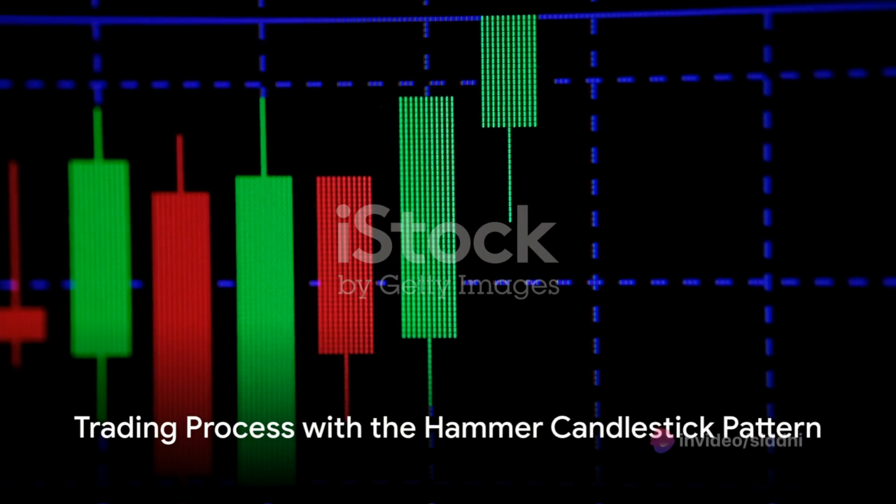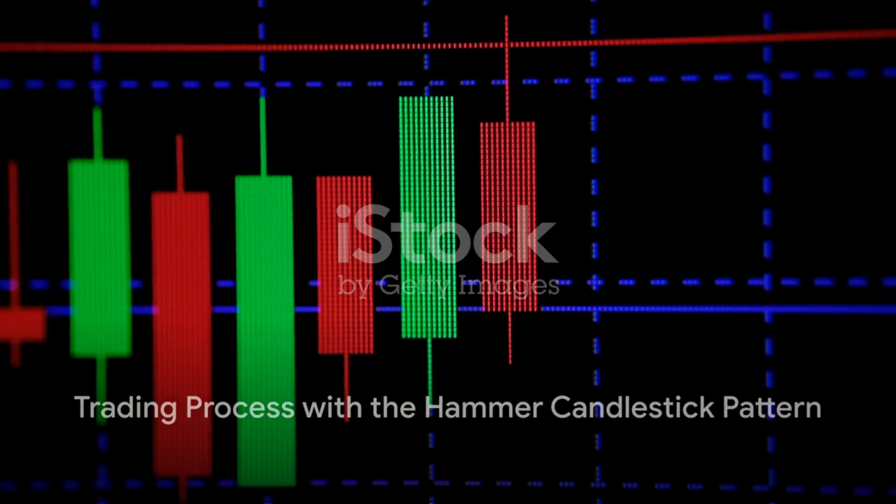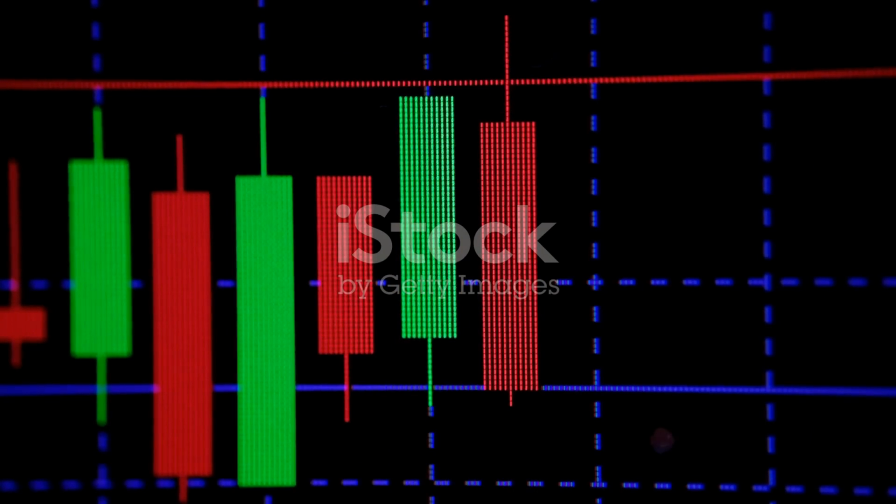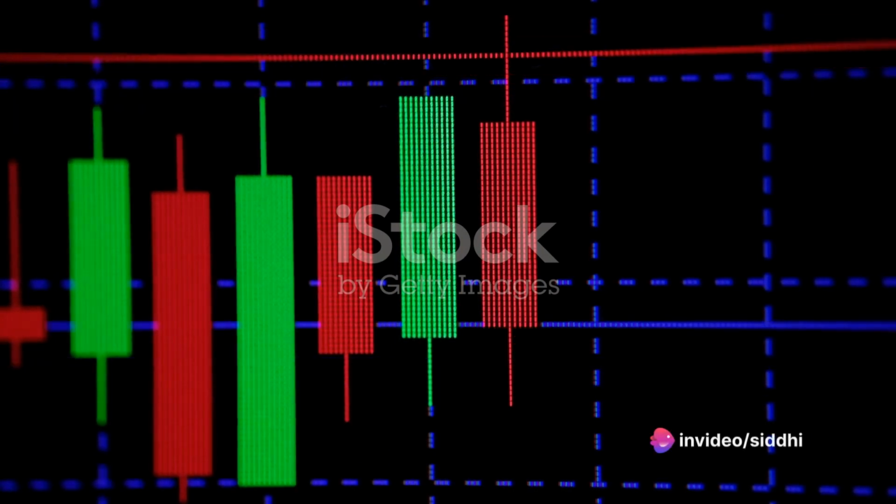Now, on to the trading process. The first step is to identify a Hammer Candlestick pattern in a downtrend. This means you are looking for a short body at the top with a long lower wick and little to no upper wick. The color of the body isn't that significant. It can be either filled or hollow.